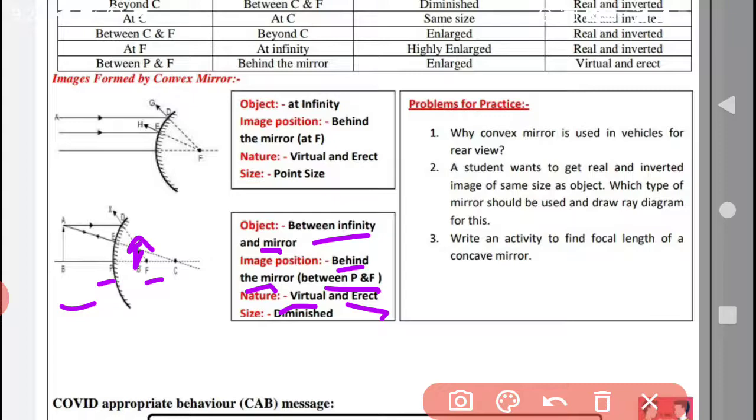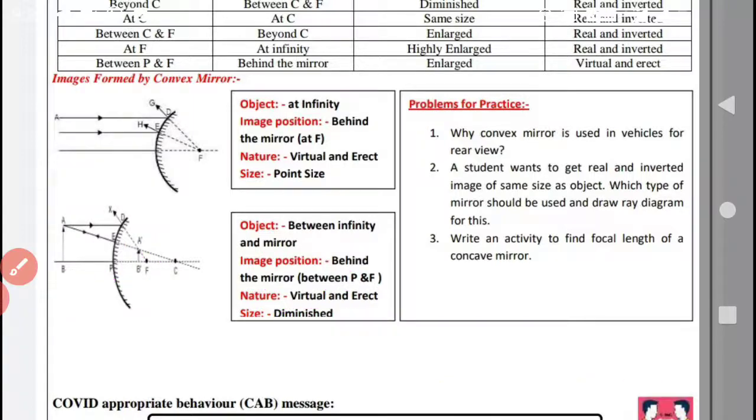The size of the image is diminished, because you can see the size of the object is this and the image is this. That means the size of the image is smaller. The convex mirror forms smaller images of large objects. That's why we can say that the convex mirror is used as a rear view mirror in vehicles. So let's discuss some questions of this chapter.